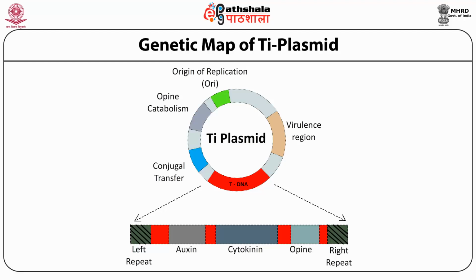tDNA is also named transfer DNA, and if you zoom into tDNA, you see that there are genes in it: auxin genes, cytokinin genes, and opine synthesis genes. These genes are bordered by repeat elements, left repeat as well as right repeat, and these repeats are crucial for the transfer of this plasmid. In particular, the right repeat is very important for the successful transfer of tDNA into the plant cell.